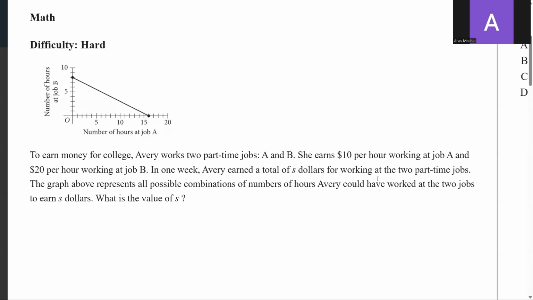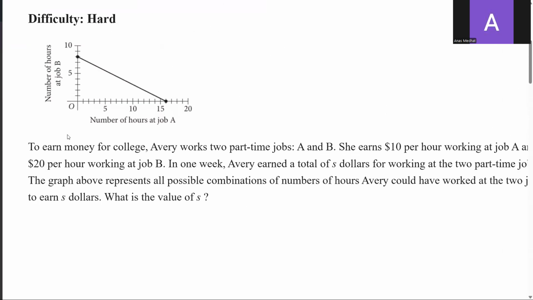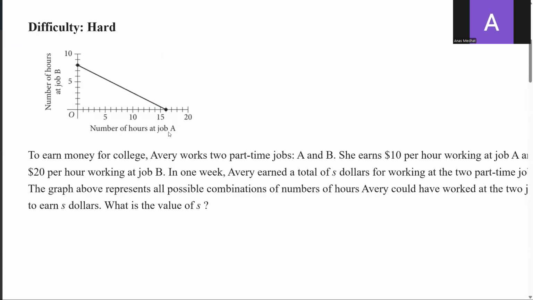Avery earned a total of $S for working at 2 part-time jobs. The graph above represents all possible combinations of numbers of hours Avery could have worked at the 2 jobs to earn $S. Number of hours at job A, number of hours at job B: 6, 7, 8 hours.